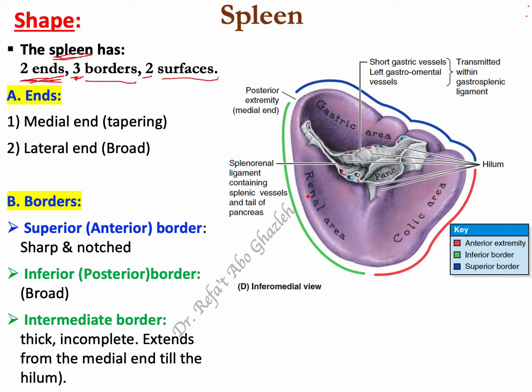In this figure you can see the inferomedial view of the spleen. Look up here, the medial end of it. You can say, okay, this is the medial end. Where's the lateral end? Okay, this is the lateral end. If you look toward the medial end, the spleen becomes narrower, it's tapering, but the lateral end is broad. Well, you can say, how come this is the medial and this is the lateral?